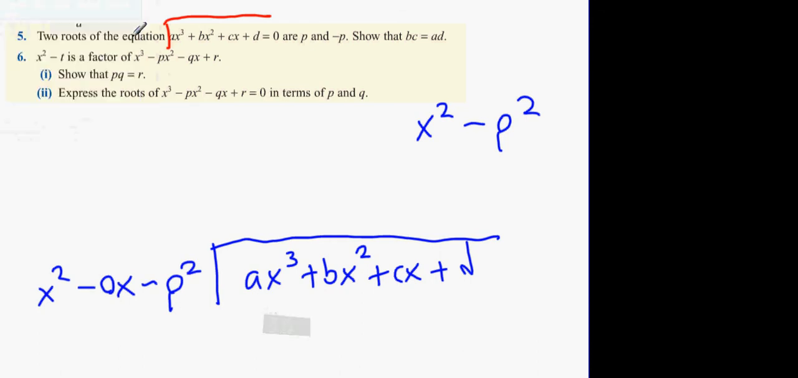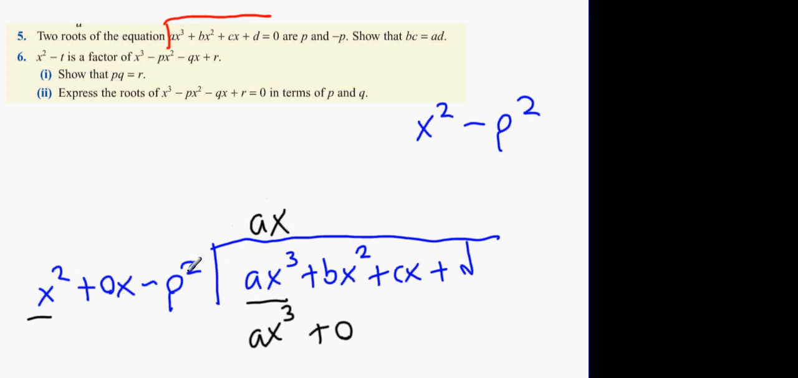Alright, now guys, I was asked a question, why is it minus 0x? Actually doesn't matter, it can be plus 0x, 0 is neutral, has no value. Now what we're going to do next is what we always do, divide in, and we're going to get ax. Going to multiply ax over here. We're going to get ax cubed. Ax by 0, still 0.